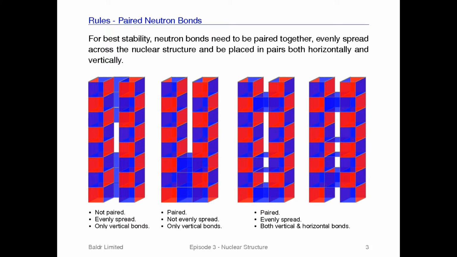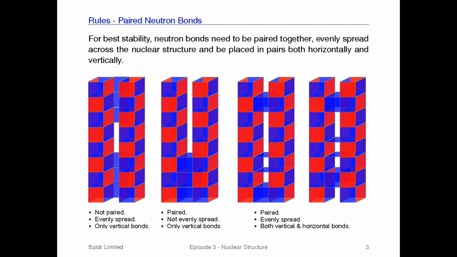Next we need to cover the various rules which govern how the various building blocks can be connected together to form the different nuclei. The first of these rules is regarding the type and position of the neutron bonds. Essentially what we require is that the neutron bonds are evenly spread across the nucleus, both for double and quad column elements, and that between any two columns there are both horizontal and vertical bonds.